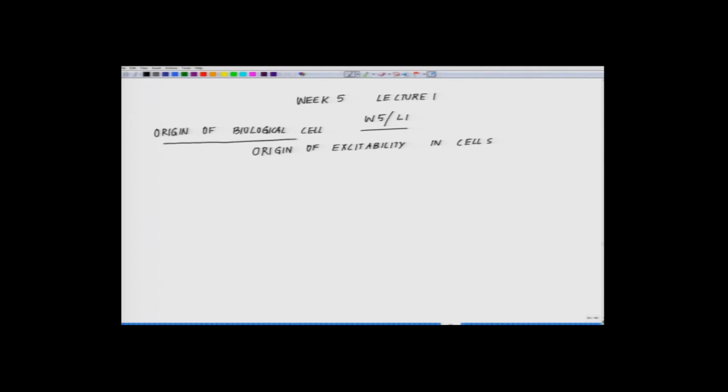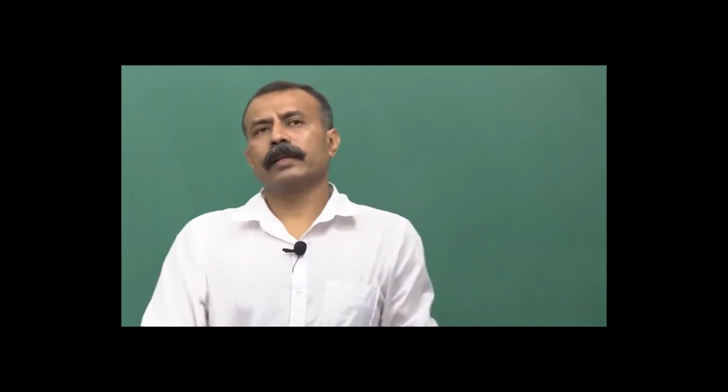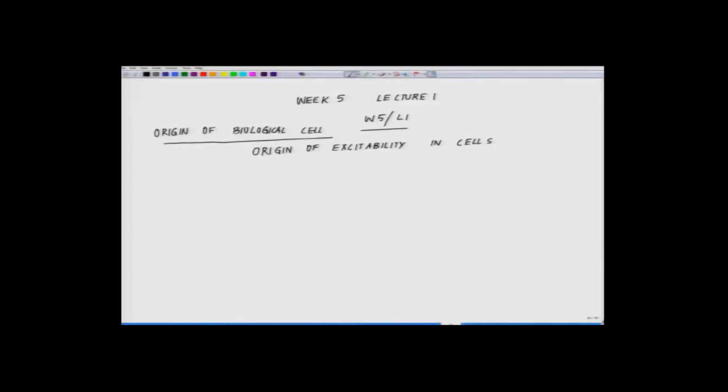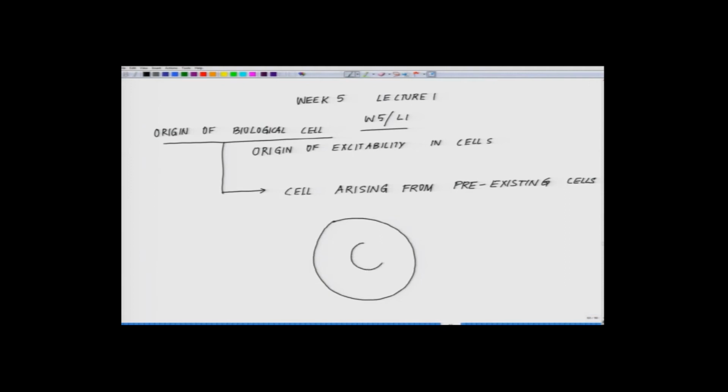It could be anything from bacteria to mammalian cell to plant cell to fungus, anything, but the very first cell which decides that it is one entity which follows the thumb rule: cell arising from pre-existing cells. Okay. So, whenever we draw a cell, we draw it like this. Of course, now we have already introduced the neurons, which have a different kind of architecture.